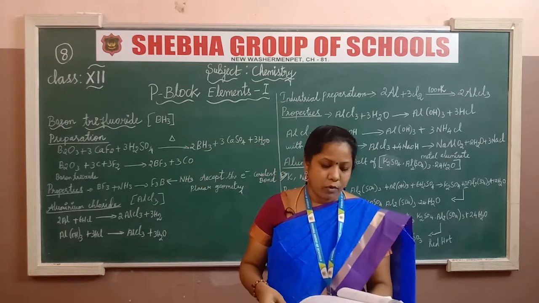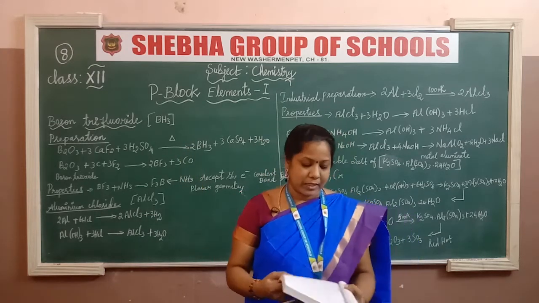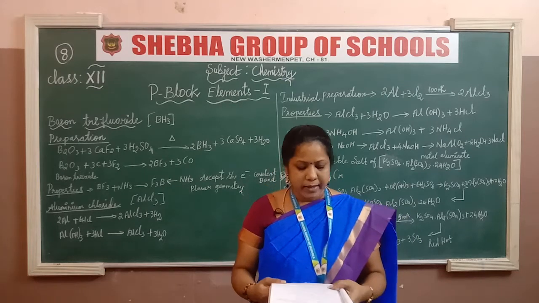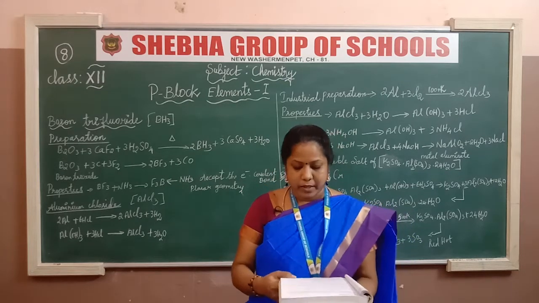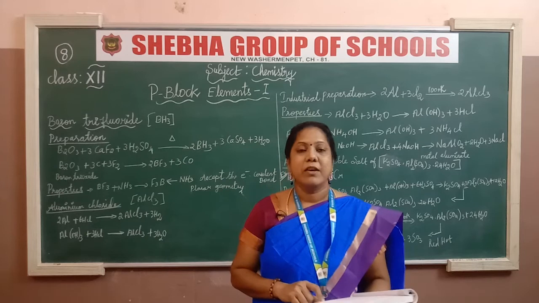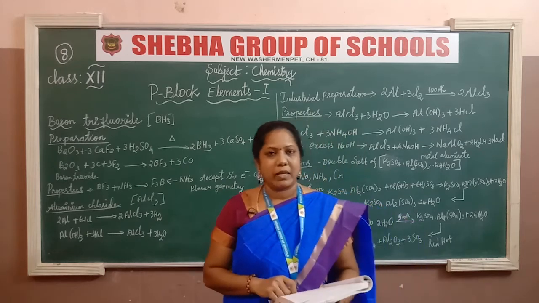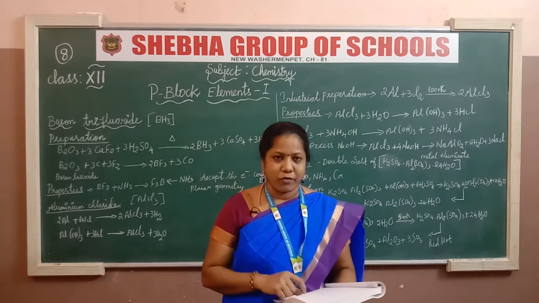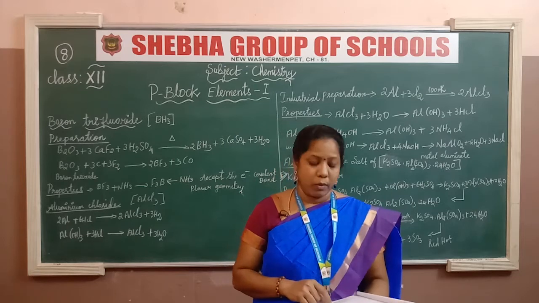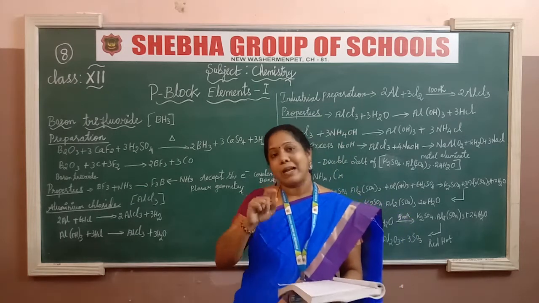So go for that aluminum chloride's uses. Anhydrous aluminum chloride is used as a catalyst in Friedel-Crafts reactions. You must have studied Friedel-Crafts reactions in 11th; again we have to go for that. In these reactions, it is used as a catalyst.